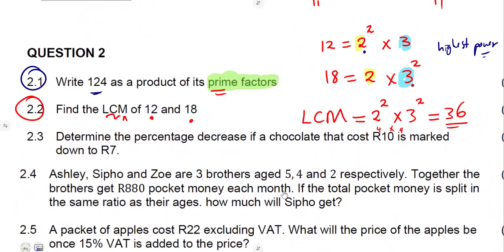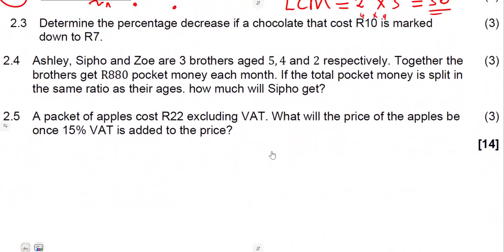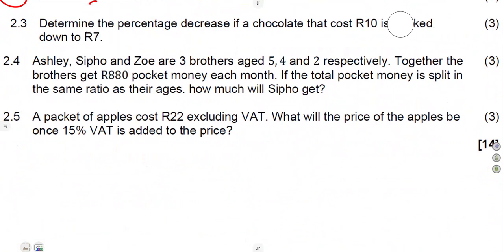All right, let's move on to 2.3. Determine the percentage decrease. Another part of your whole numbers, percentages, where you can calculate percentage decrease, percentage increase, that application of the value added tax. So here they are saying, determine the percentage decrease if a chocolate that costs 10 rand is marked down to what? To 7 rand. All right.